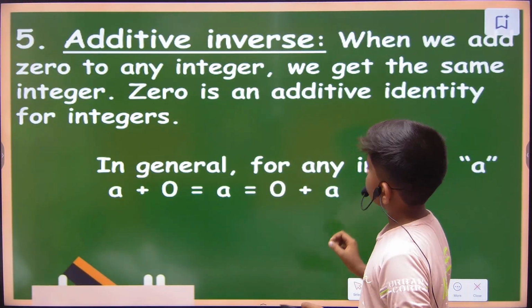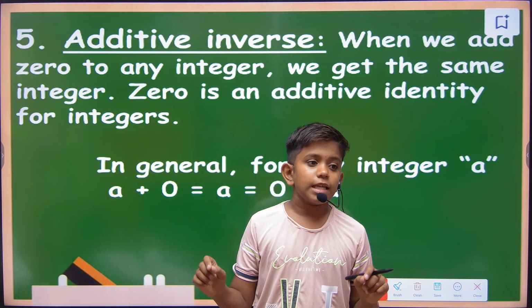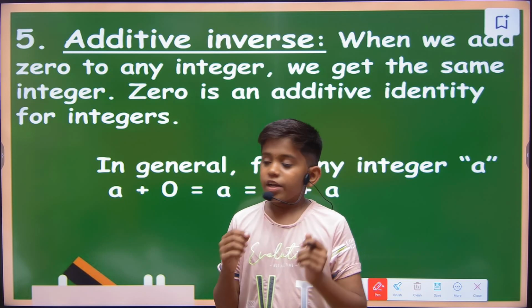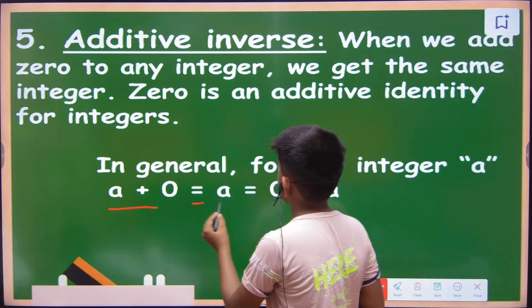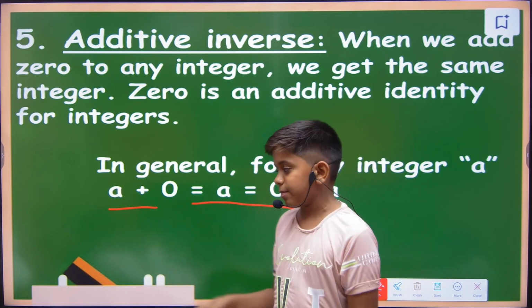Next, additive identity. When we add 0 to any integer, we get the same integer. 0 is the additive identity for the integers. In general, for any integer a, a plus 0 is equal to 0 plus a, which is a. Means when we add 0 to any integer, we get the same integer.